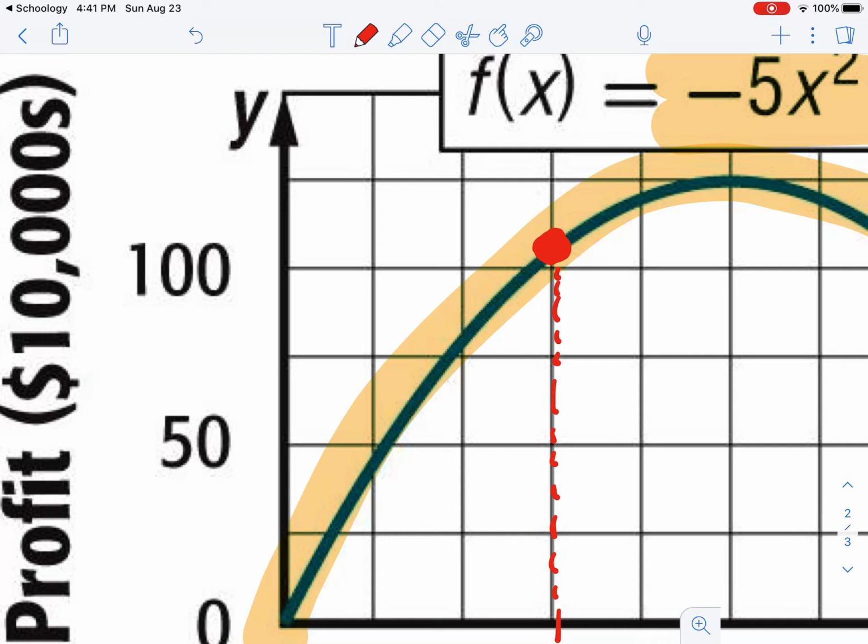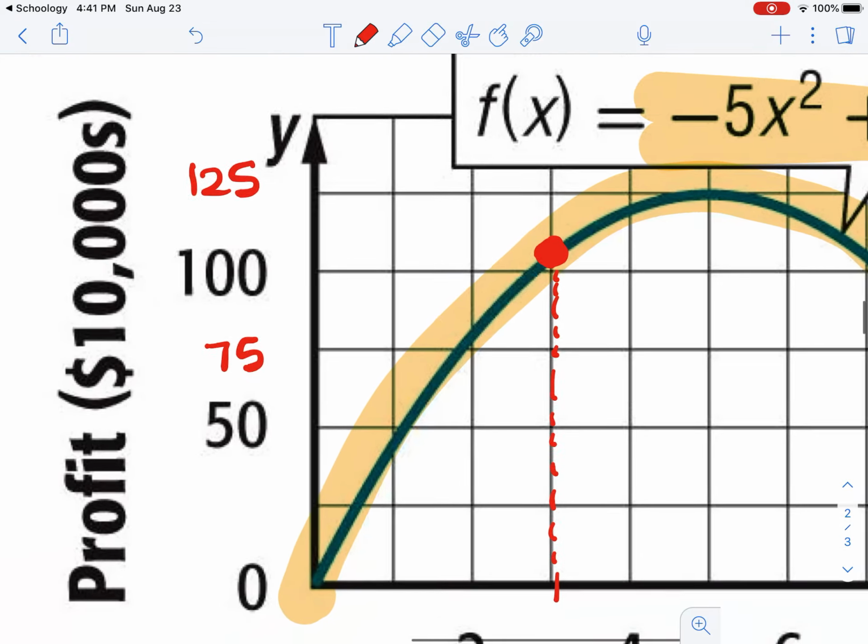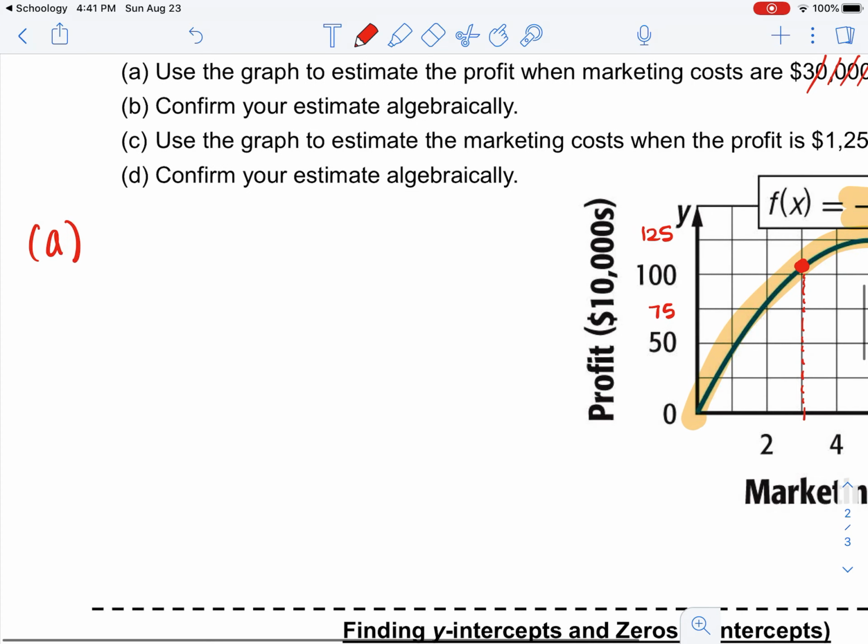Okay, so I want to estimate what number that is. Notice these go by 75. So this is 125 here. So it's more than 100, less than 125, closer to 100. So I'm going to say 105. But then remember, this is in tens of thousands. So I want to put 4 zeros on that. 1, 2, 3, 4. So my estimate is going to be 1,050,000.